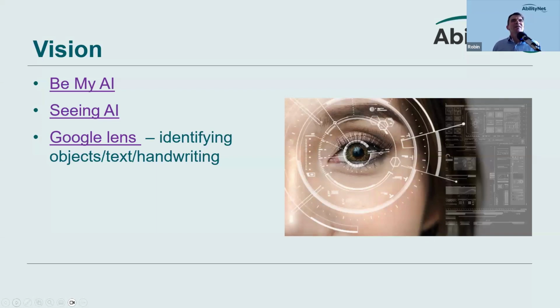Seeing AI is another app which you may or may not be aware of. Again, it's available on both platforms. This is from Microsoft this time, and it uses the camera and AI to understand the world around you, just like we're going to see with Be My AI in a moment. So it's very, very similar. You can recognize text, objects, QR codes and barcodes, what's around you. It can even recognize handwriting and that sort of thing. So really clever stuff.